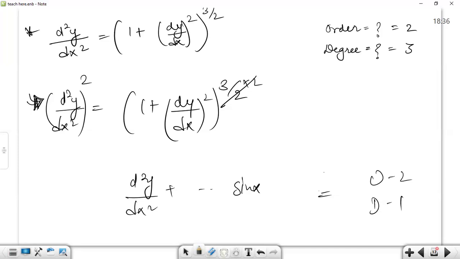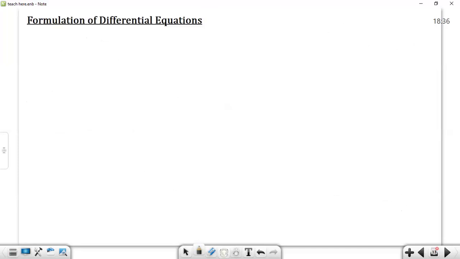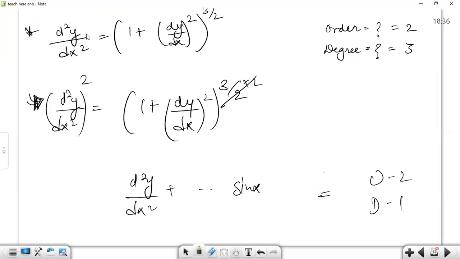Yeah. So let's move ahead and discuss the formulation of a differential equation. In the previous question, you wrote degree is equal to 3. Mistake, it's 2. Okay. Yes, good.